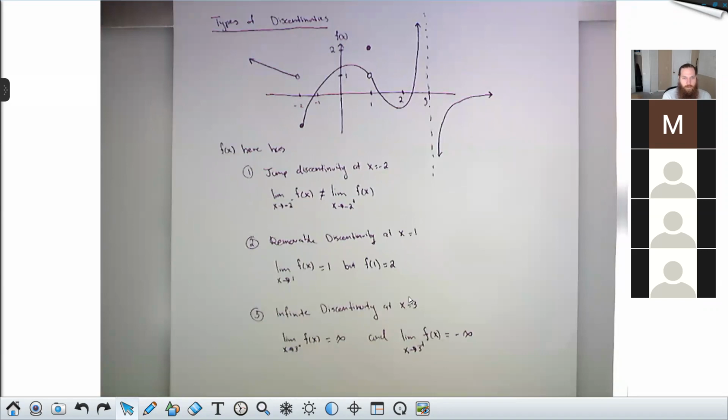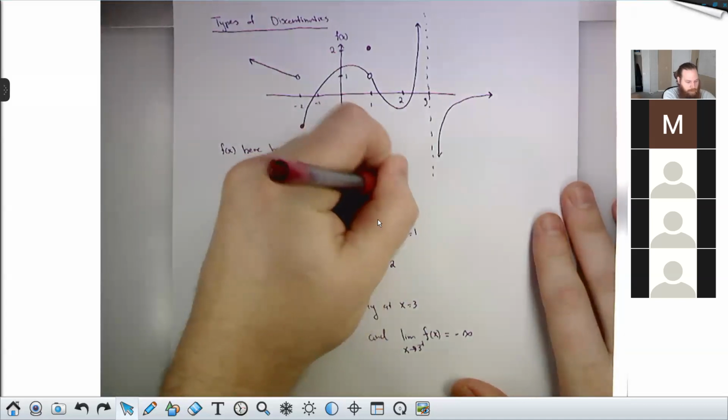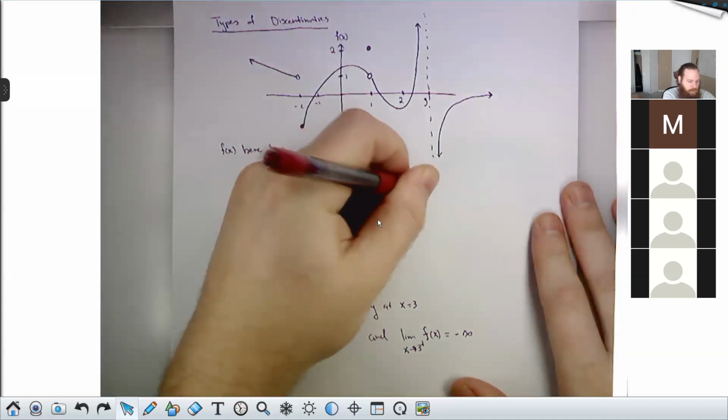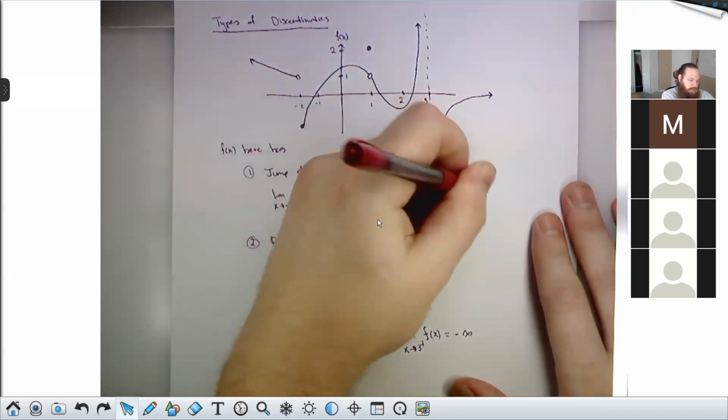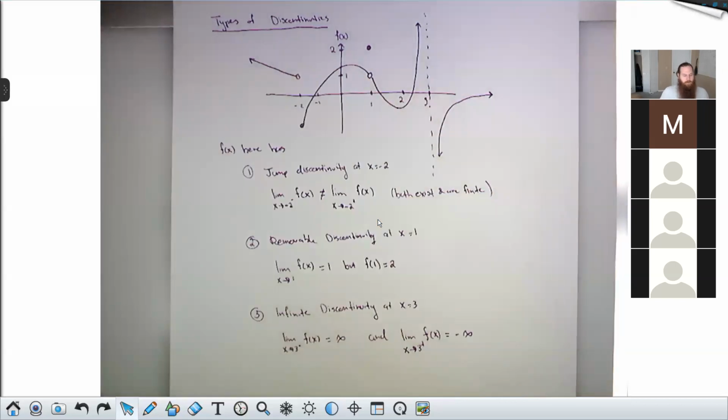Number 1 is a jump discontinuity. Yeah, at -2 over here. Right here we have a jump discontinuity because the graph makes this jump. And that's where the left limit and the right limit are both finite. Both exist and are finite. They're just not equal to each other. The left limit and right limit both exist and are finite. They're just not equal to one another.